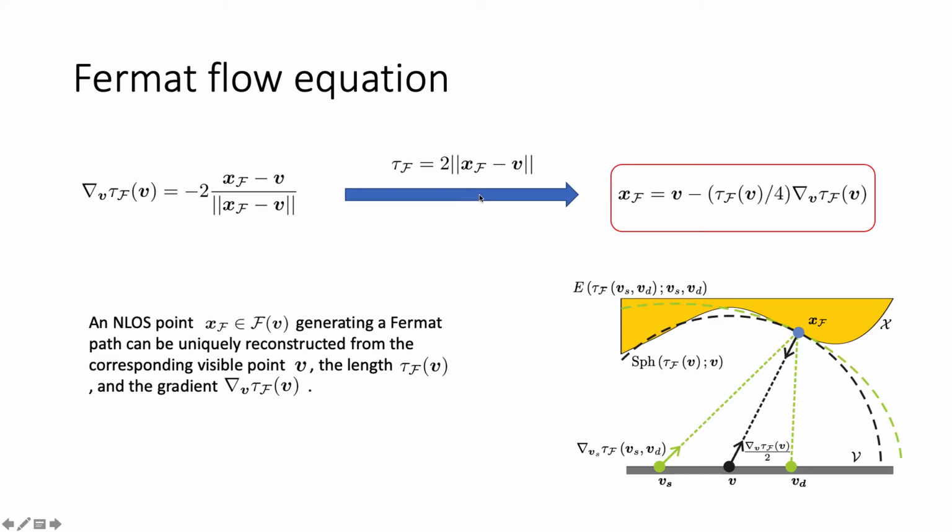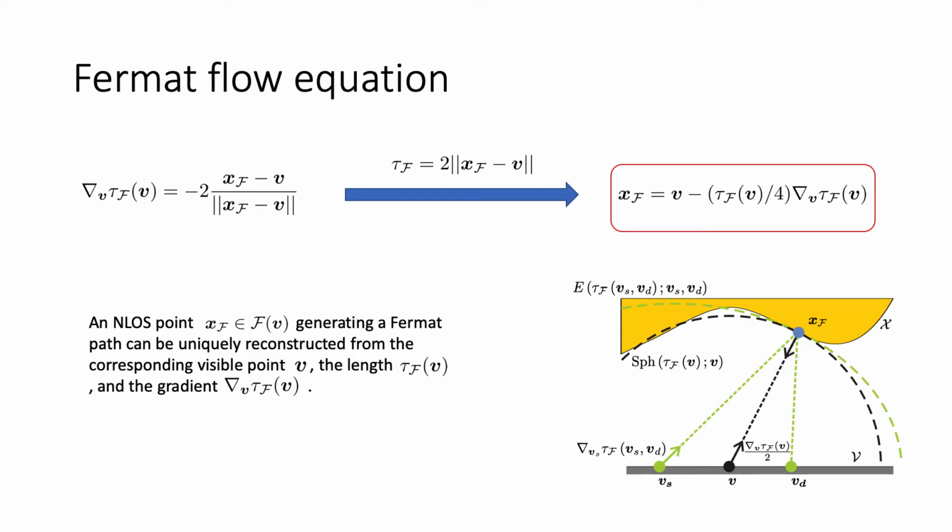We know that Fermat paths are either specular or at the object boundary. The Fermat path length function tau fv can be set as double the distance between surface point xf and the visible point V. And then we could rewrite the Fermat flow equation as the right one. It indicates that an unseen point xf generating a Fermat path can be uniquely reconstructed from the corresponding visible point V. The path length is tau fv, and the gradient of path length is.